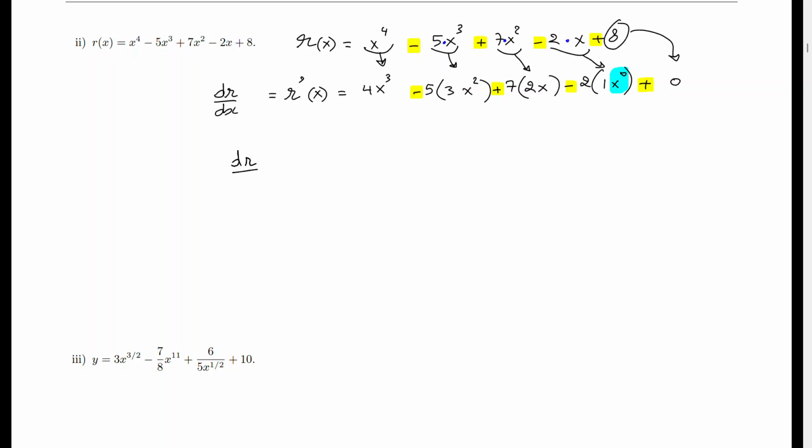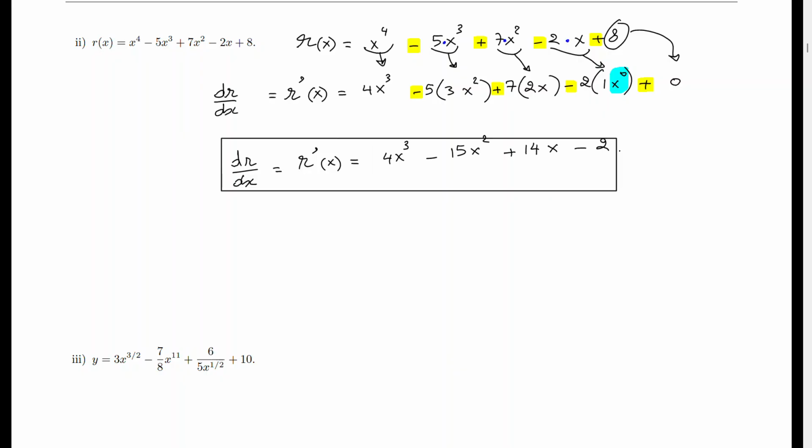So the dr over dx, also known as r prime of x, the derivative, is going to be 4x cubed. There's nothing to do there. The next term, we have to multiply 5 and 3. That's going to give us 15x squared. The next term, we have 7 and 2 being multiplied. That's going to give us 14 with the x. And finally, negative 2, and the rest of it is just zeros. So that's it, and we're done with the problem.